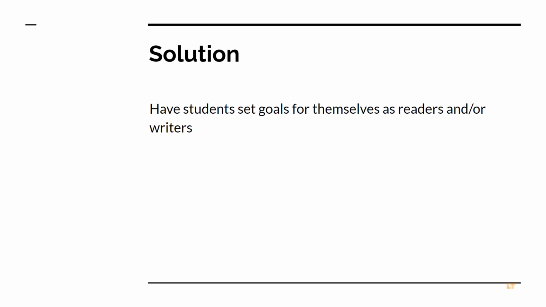They might say things like, I'd like to be able to write more complex sentences, or I'd like to improve my vocabulary knowledge, or I'd like to be able to read complicated text, whatever. Have them set a goal, 1, 2, or 3 goals, no more than 3, and give those to you.